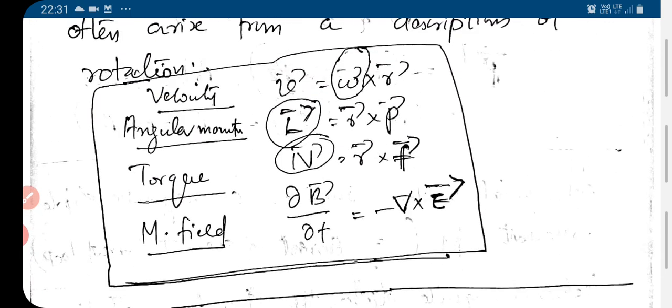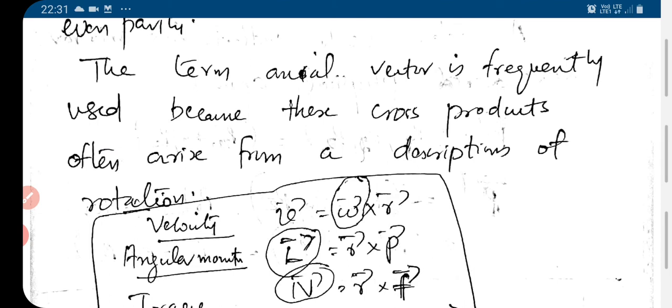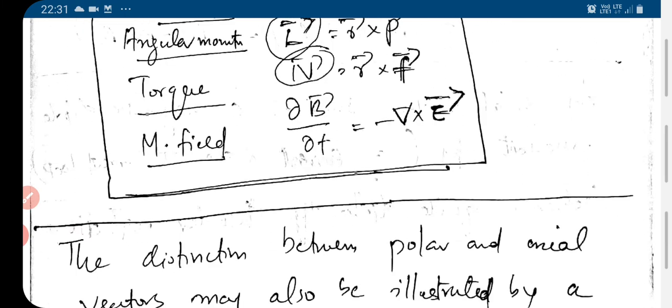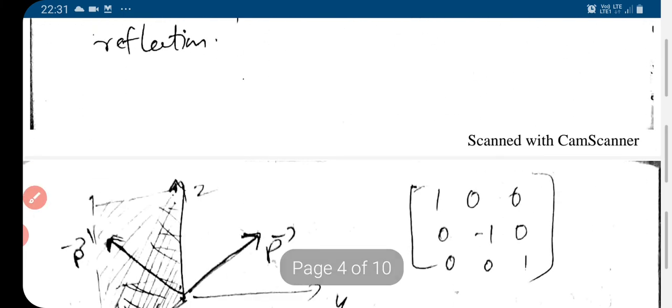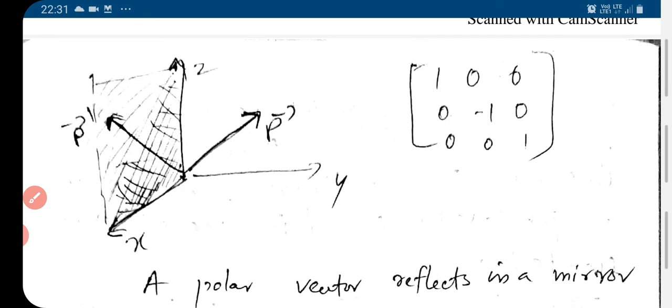So with respect to inversion, we can have polar vectors and axial vectors or pseudo vectors. Now the distinction between polar and axial vectors may also be represented by a reflection. See here we have x, y, z.